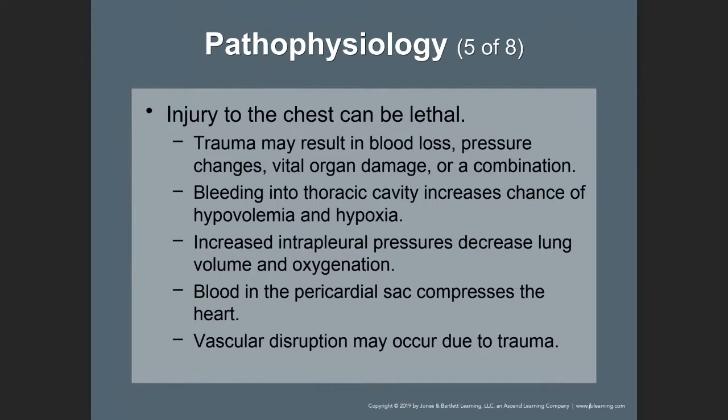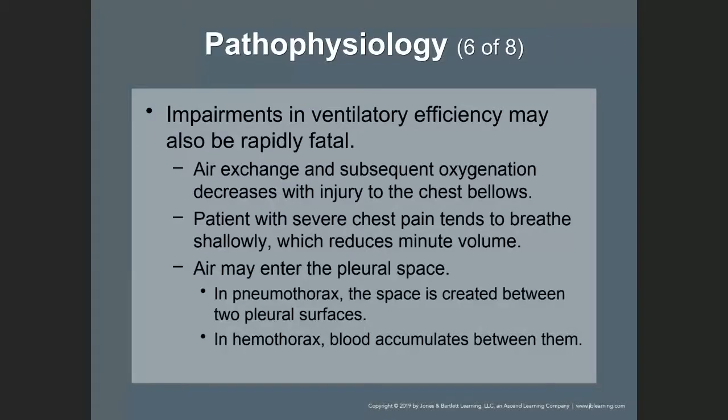Vascular disruption may occur due to trauma. Impairments in ventilatory efficiency may also be rapidly fatal. So if there is something that is affecting the ventilation or the movement of blood, it can be fatal for the patient with chest injuries. Air exchange and subsequent oxygenation decreases with injury to the chest bellows. Patients with severe chest pain tend to breathe shallowly, which reduces minute volume.